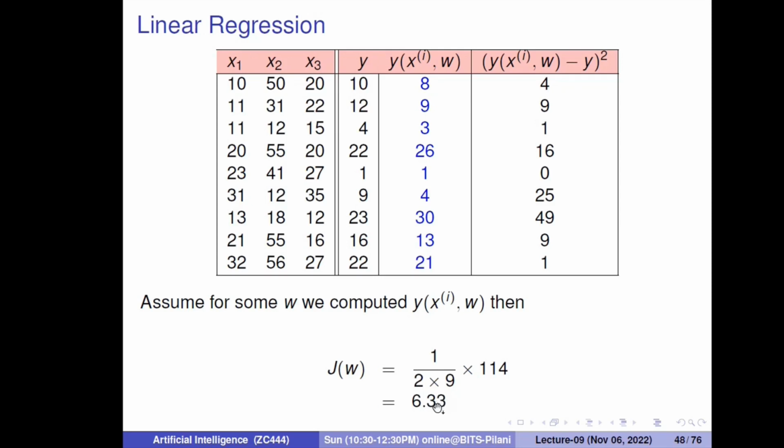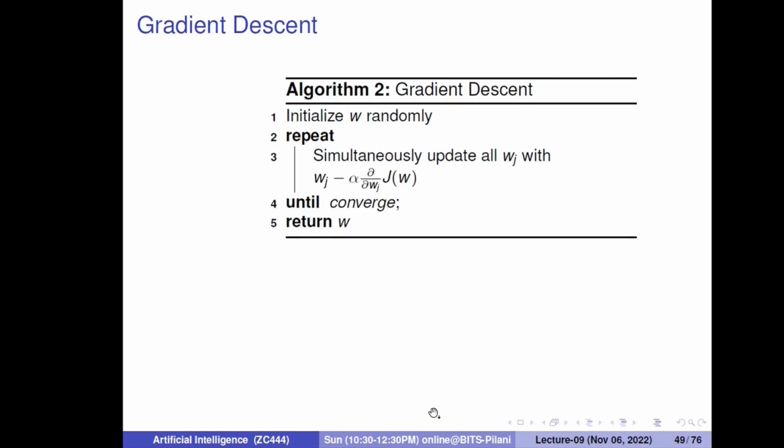So if this value is 6.33, and I come up with any other parameters which give this value 0, or for example 1, which would you prefer? The parameters which give the value nearer to 0, because this is the problem.